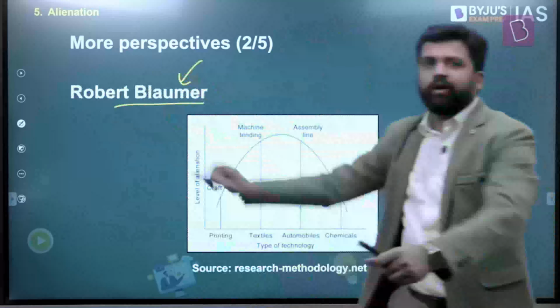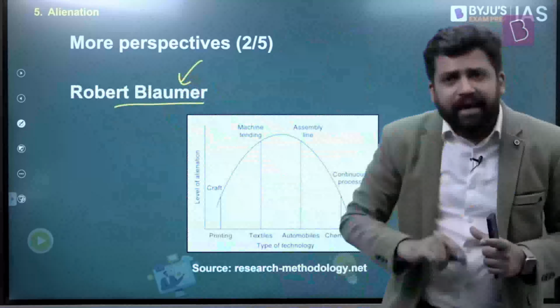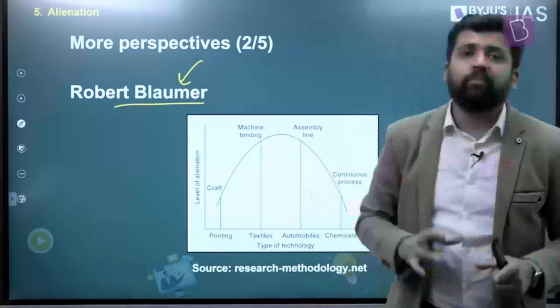The last perspective is by Robert Blauner. Robert Blauner says it is actually dependent on the level of technology. Not everywhere do you have an equal amount of alienation.